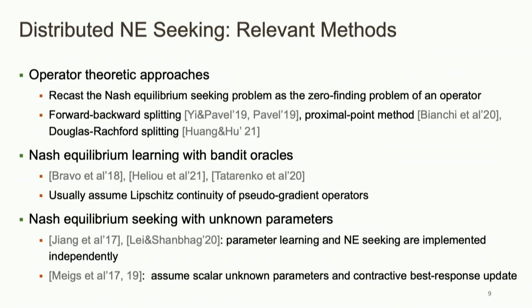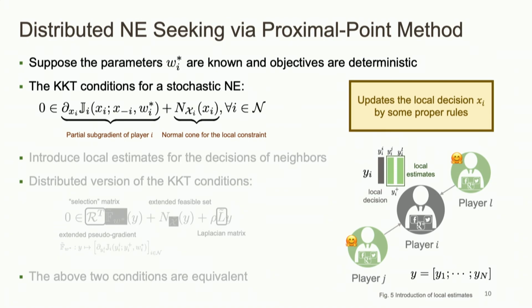updates is contractive. So to briefly introduce our designed algorithm, we will start with the case when the parameter W star is assumed to be known, and our previously introduced problem can be reduced to a deterministic Nash equilibrium seeking problem. So the KKT conditions for our solution concept, the stochastic Nash equilibrium, are given here, and they consist of the partial subgradient of local objectives and the normal cone associated with the local feasible set.